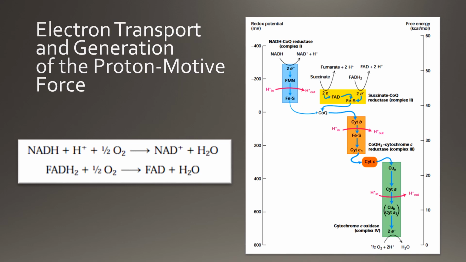The free energy released during oxidation of a single NADH or FADH2 molecule by O2 is sufficient to drive the synthesis of several molecules of ATP from ADP and inorganic phosphate, a reaction with a delta G of plus 7.3 kilocalories per mole.